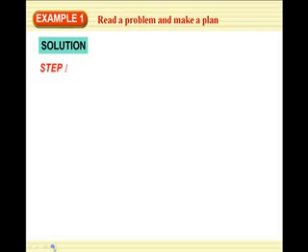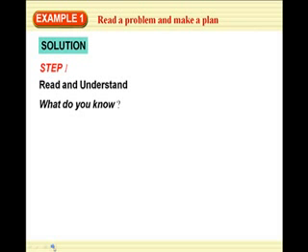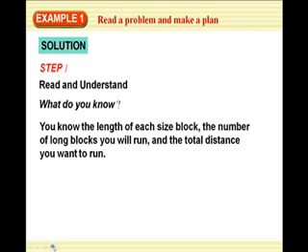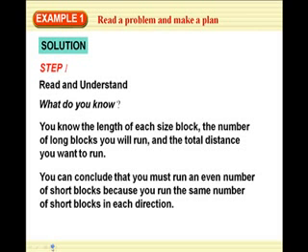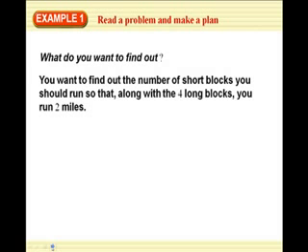So let's see how they approach it. Read and understand. What do you know? It's kind of what we just did. You know the length of each side of the block and the number of long blocks you're going to run. We also know our total distance was 2 miles. So we can conclude that you must run an even number of short blocks because you run the same number of short blocks in each direction. Because you ran so many blocks over, then you got to run that many blocks back. So what do you want to find out? We want to find out the number of short blocks we should run.